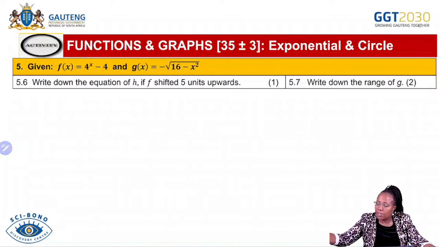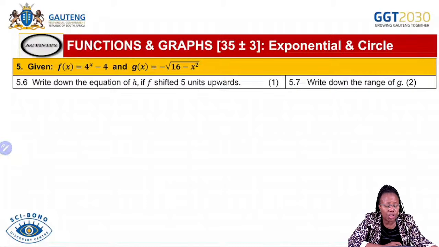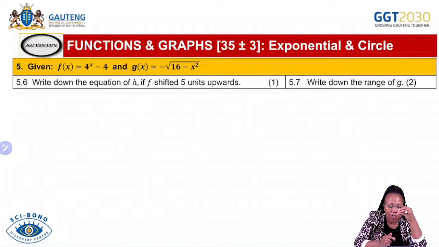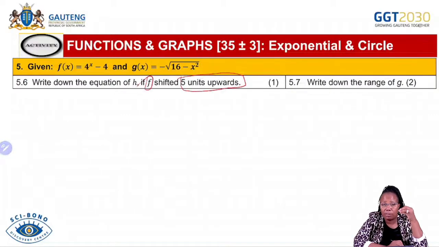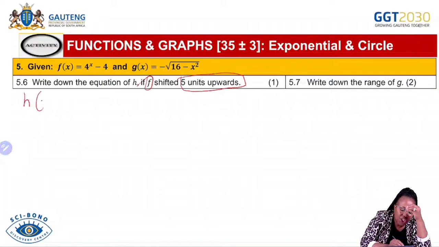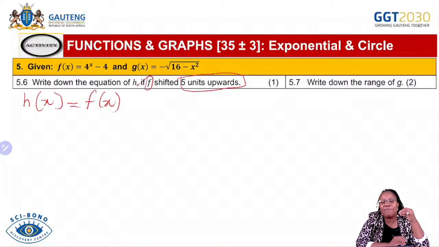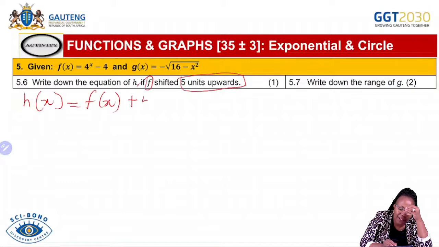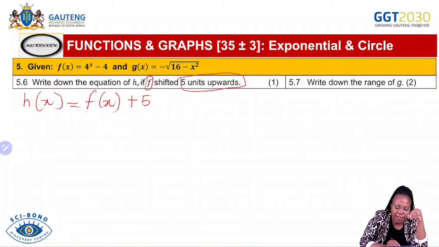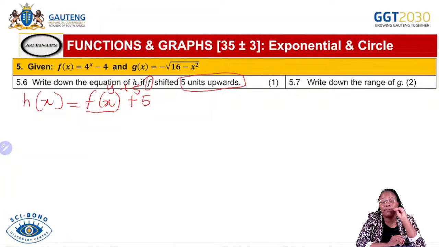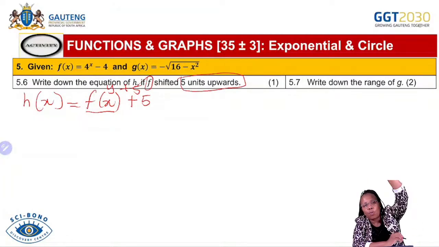Okay, and then 5.6, which is the last question, still on the same graphs that we have drawn above. They say write down the equation of h. And then they say h is when you take f and then you shift f how many? 5 units upwards. Okay, they say in order to have an h at x function, take your f at x function and then shift it 5 units upwards. That means it will be plus 5 because you are shifting up. You add 5 to y because f at x is your y. So it's y plus 5 because it's a movement up and down, it's on the y-axis.